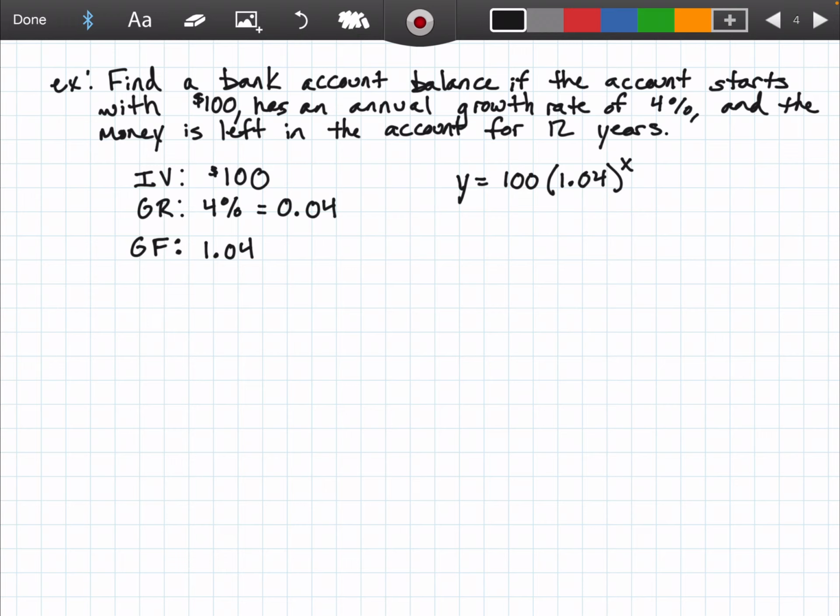And x in this case is time, and so if we want to know how much is left in there after 12 years, we go 1.04 all to the 12th, and now we're going to type that in our calculator. 100 times 1.04 to the 12th. $160.10. Let's do one more.